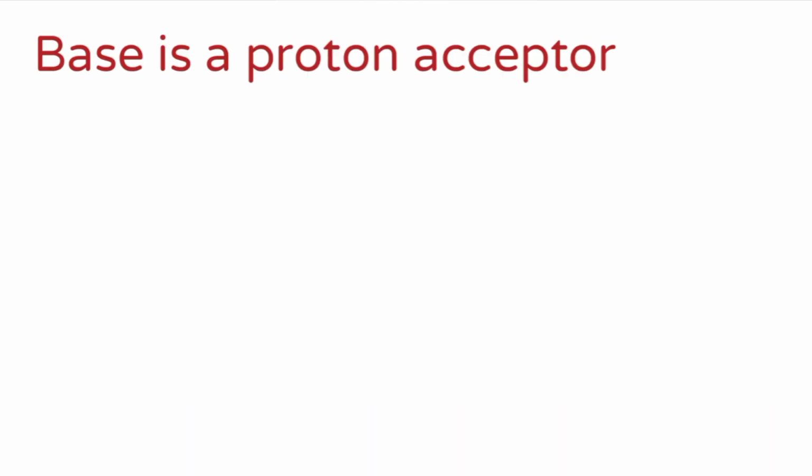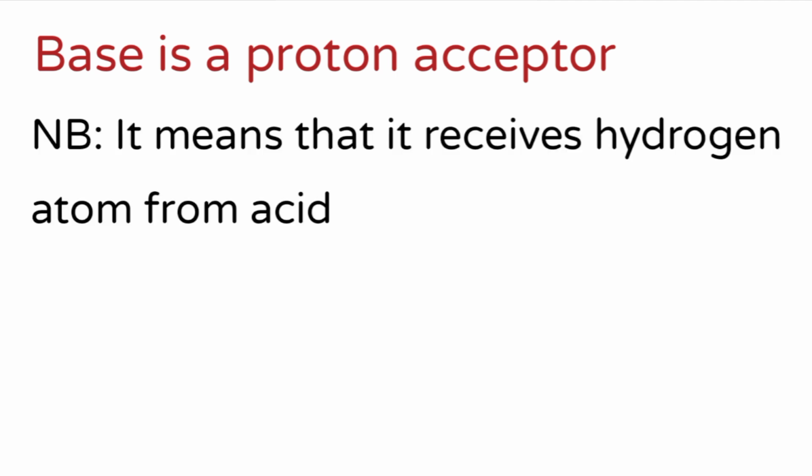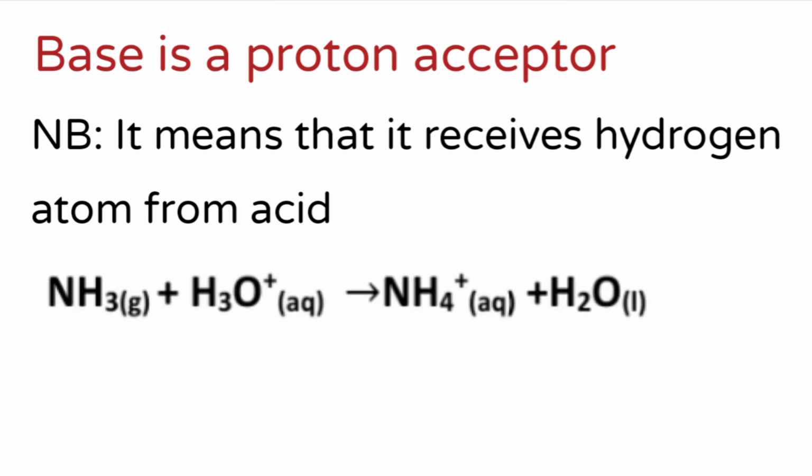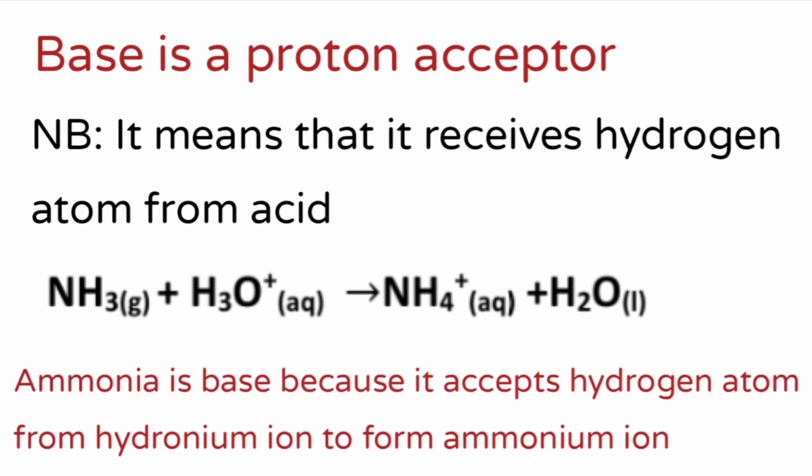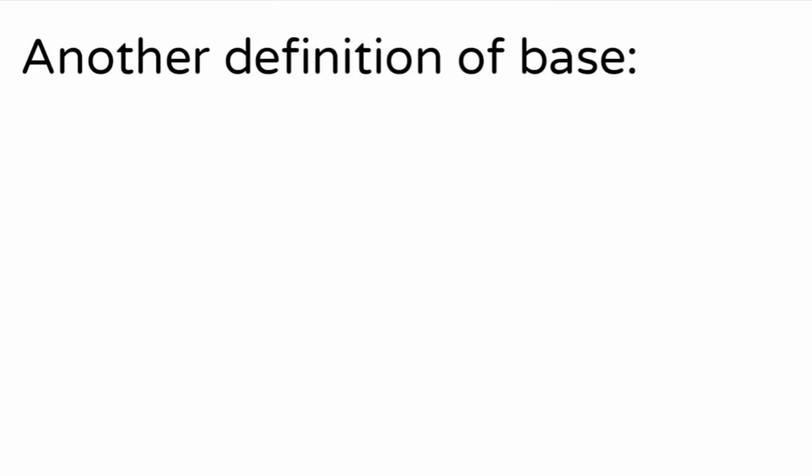Now, from there, we have a base. A base is defined as a proton acceptor. When we say a proton acceptor, we mean it receives hydrogen atom from acid. Look at the equation below. You have ammonia plus hydronium ion, arrow, gives ammonium ion plus water molecule. So in the equation above, you must be able to understand that ammonia is the base. Why? Because as you can see, it accepts, that is, it receives hydrogen atom from hydronium ion to form ammonium ion.